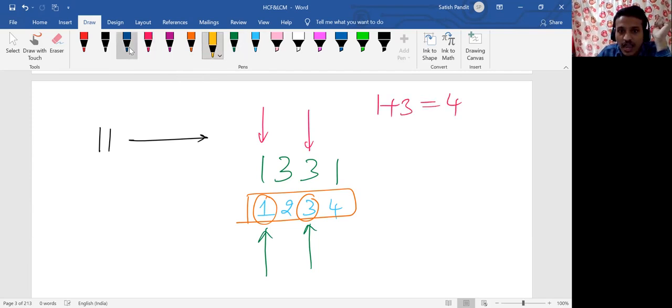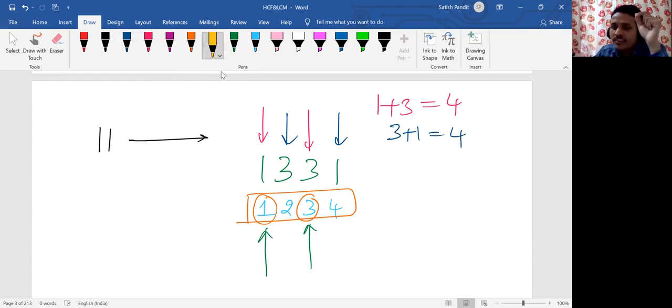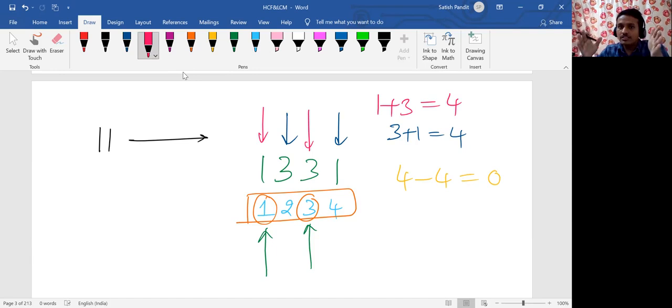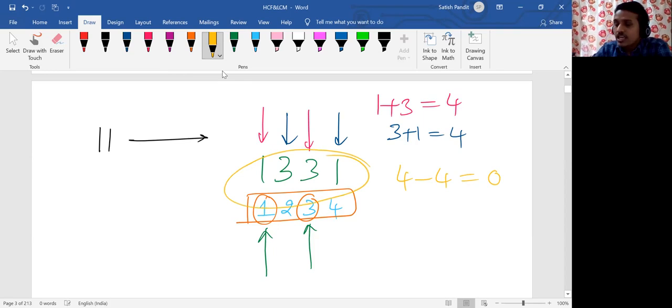Next, add the numbers at even places also. So 3 plus 1 is 4. Now find the difference. So 4 minus 4 is 0. So if the difference of the sum of the digits at odd places and even places is 0 or a multiple of 11, then we can say the given number is divisible by 11.